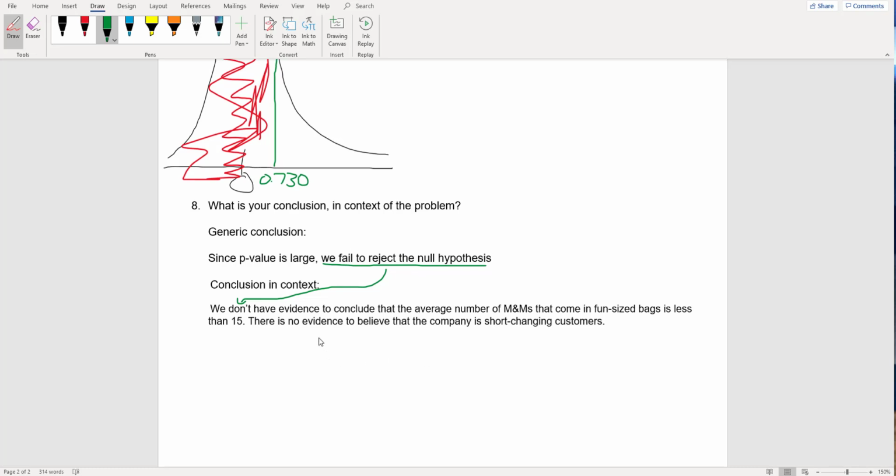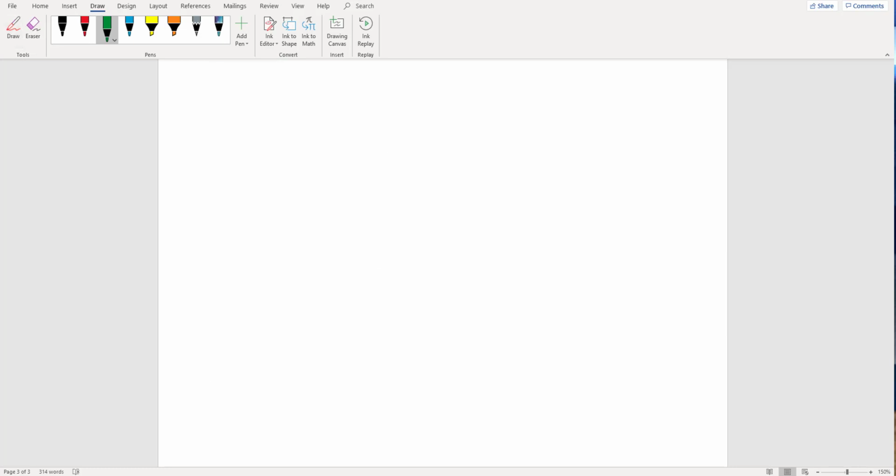So if I wanted to lodge a complaint against Mars saying that they have false advertising for the number of M&Ms that come in a bag, I don't have compelling evidence for that, and I likely wouldn't have a lawsuit make it to court at all based off the evidence that we've gathered.